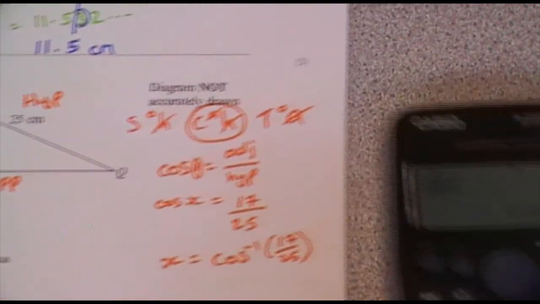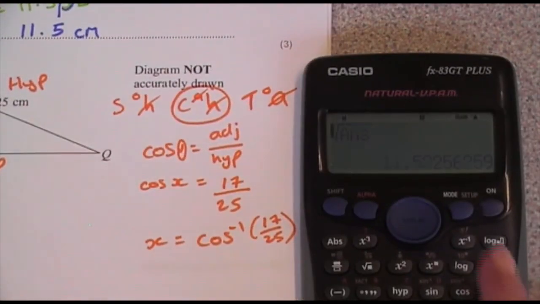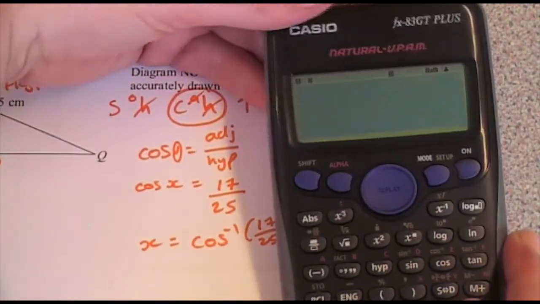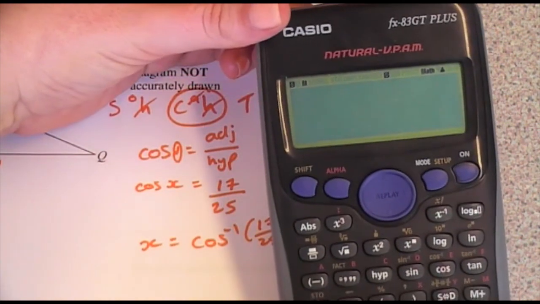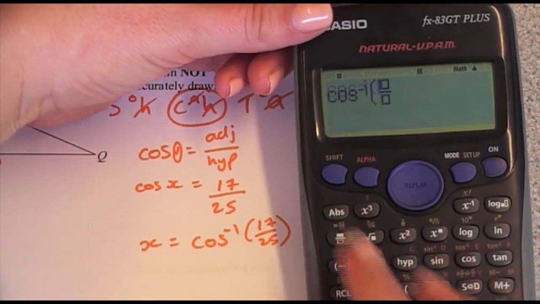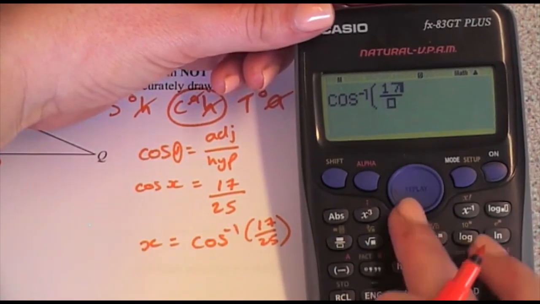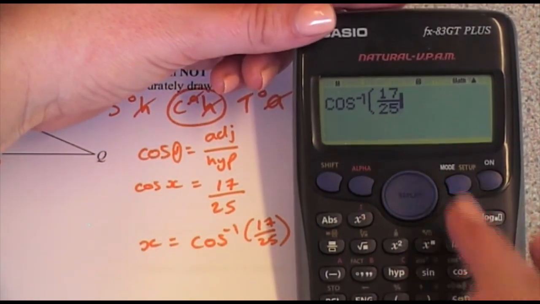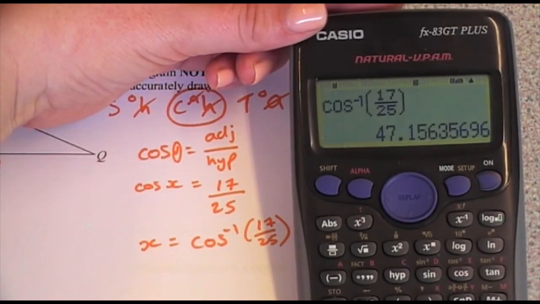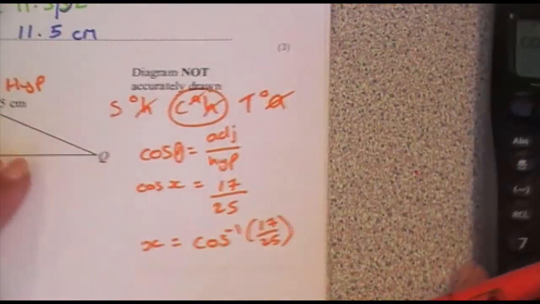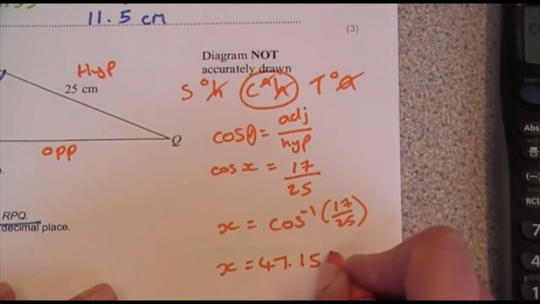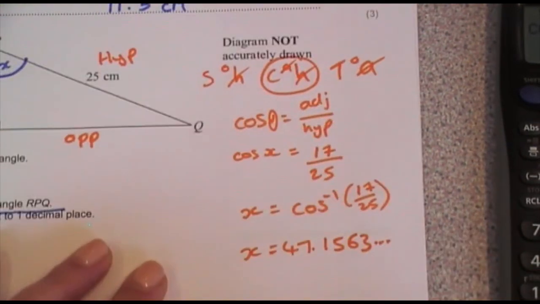And just a reminder of how to enter that in your calculator. You press shift, cos, and I press the quotient key, and it's 17 over 25. Make sure I bring my bracket out of the quotient, and that equals 47.1563. So x equals 47.1563, and that goes on.